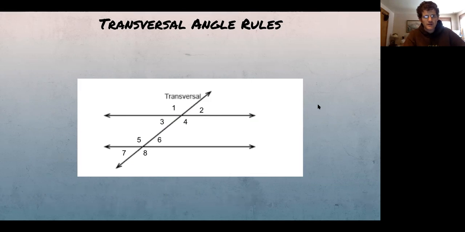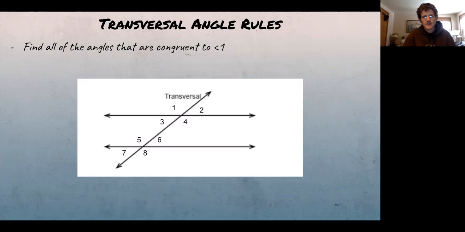All right, now we've got the angles numbered, and I want you guys to draw arcs on every angle that's congruent to angle 1. So there we go. You can see that out of the 8 angles in this diagram, 4 of them are congruent to each other.